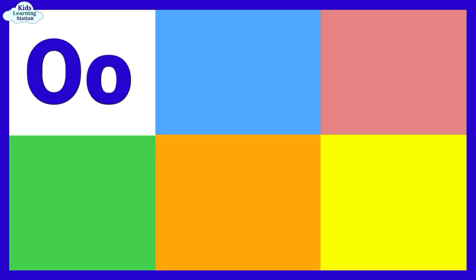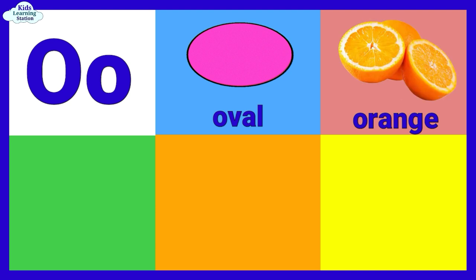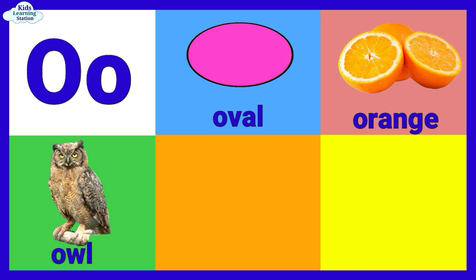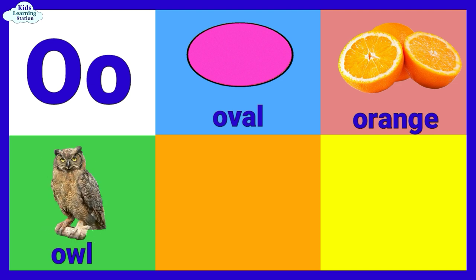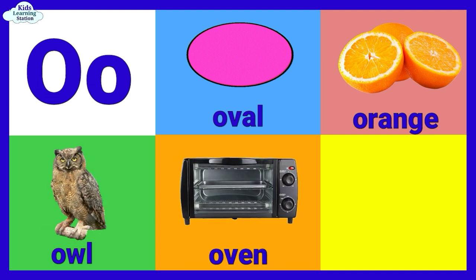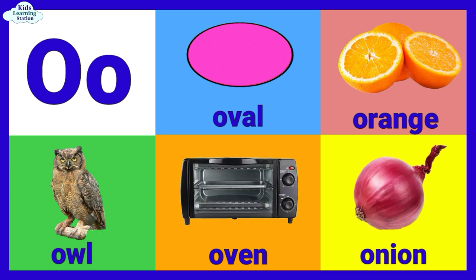O is for oval. Oval. Orange. Owl. Oven. Onion.